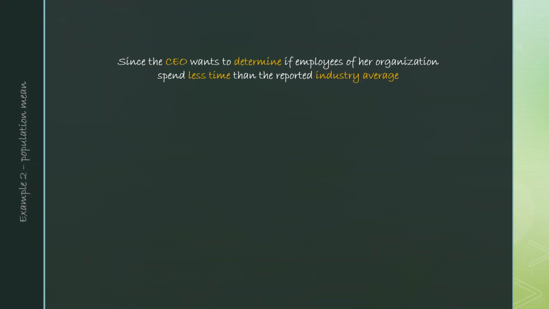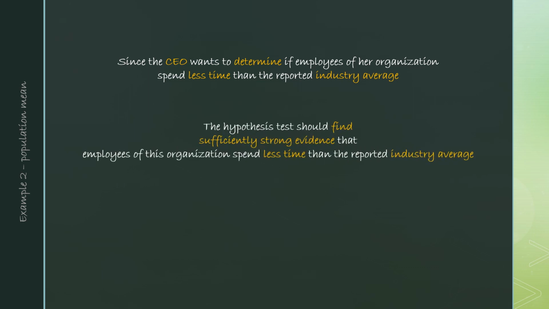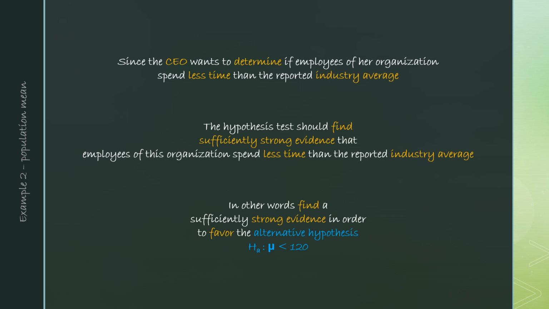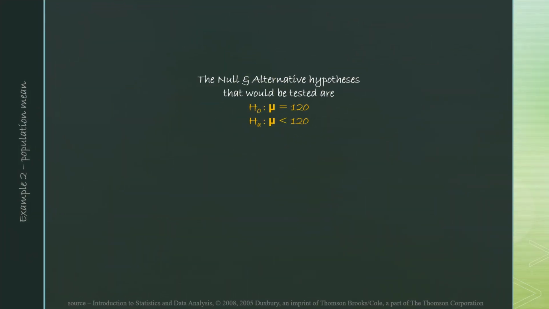Since the CEO wants to determine if the employees of the organization spend less time than the reported industry average, the hypothesis test should find sufficiently strong evidence that they do. In other words, find sufficiently strong evidence in order to reject the null hypothesis and favor the alternative hypothesis HA, that is mu is less than 120. The null and alternative hypotheses that would be tested therefore are H0, mu equals 120, and HA, mu is less than 120.